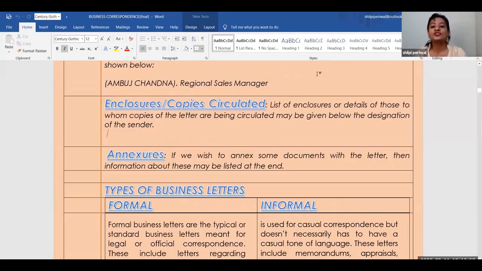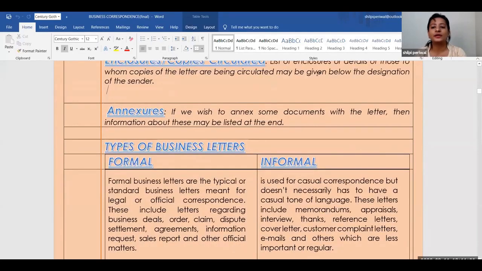Annexure is if we wish to annex some documents with the letter, then the information about these may be listed at the end. So annexure is something like when you want that person to refer to some document along with it. That time you say annexure. Be very careful: enclosure is different and annexure is different. Enclosure means it is joined with the letter itself; four or five documents you have to give along with the letter. Annexure is a supporting document. So you need to be clear about what is enclosure and what is annexure.